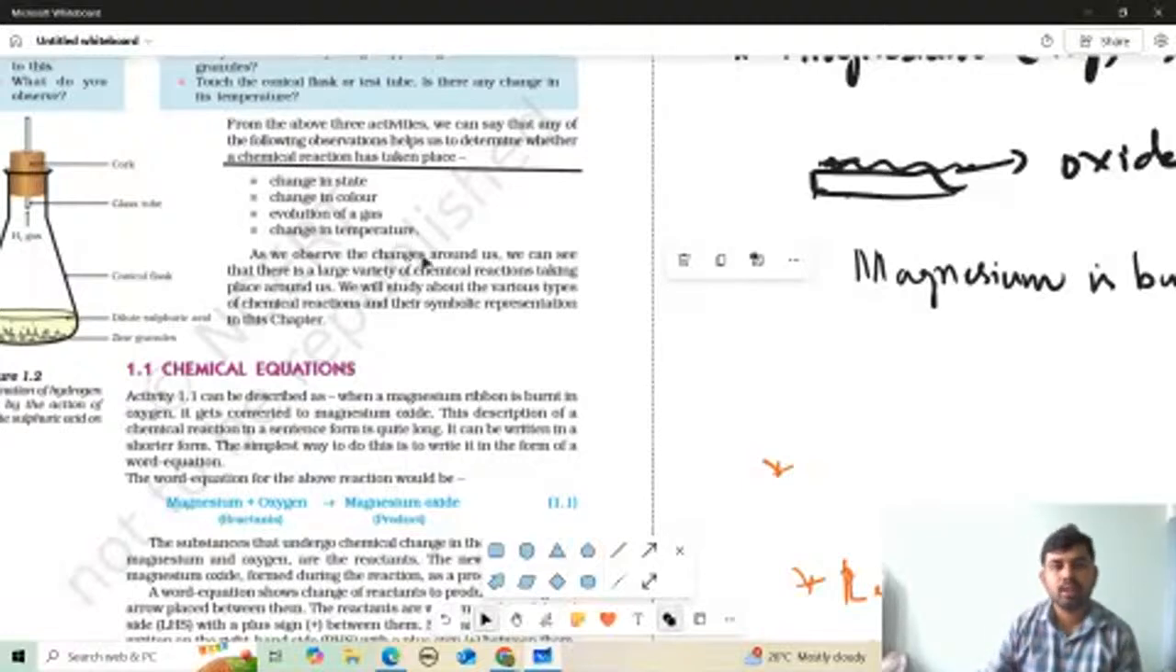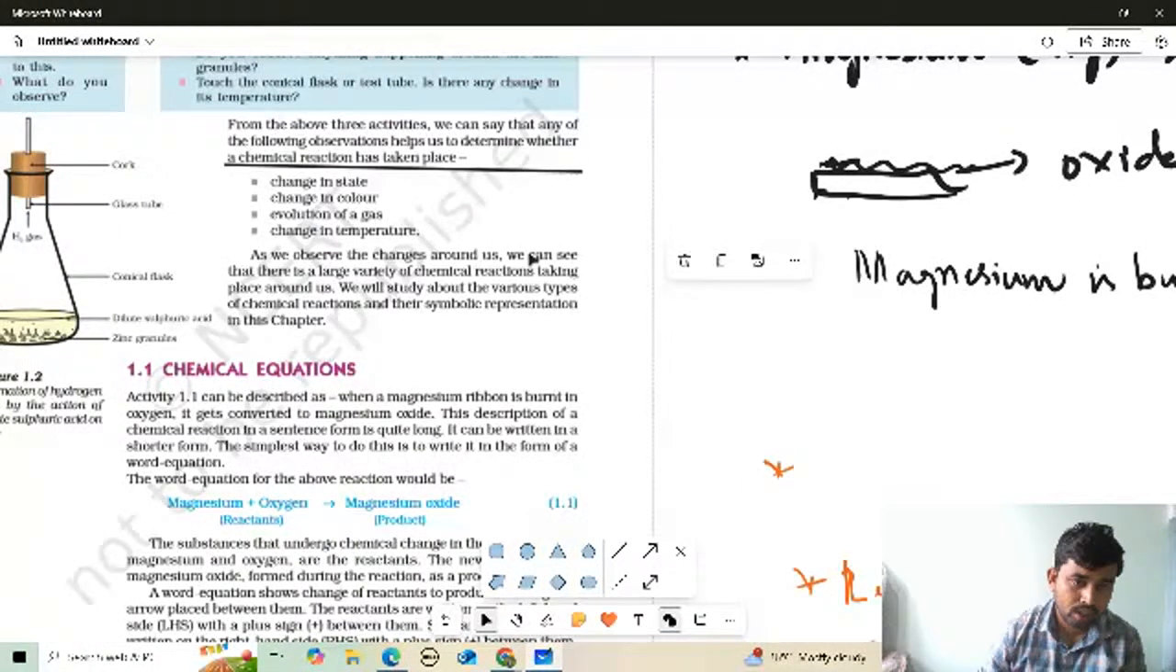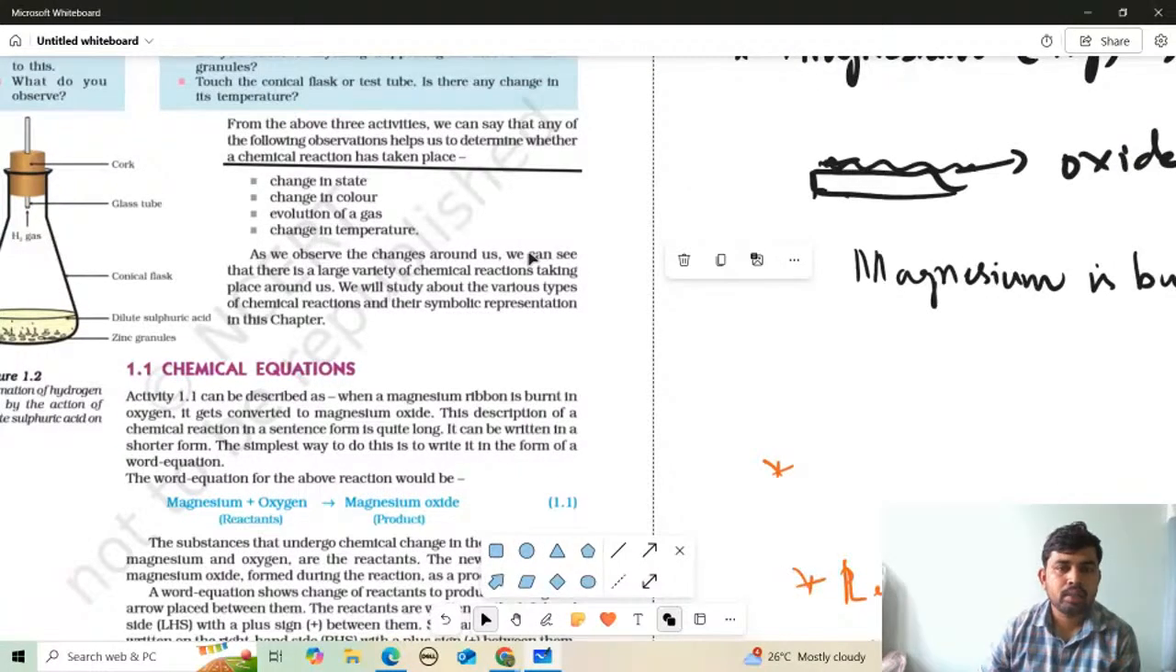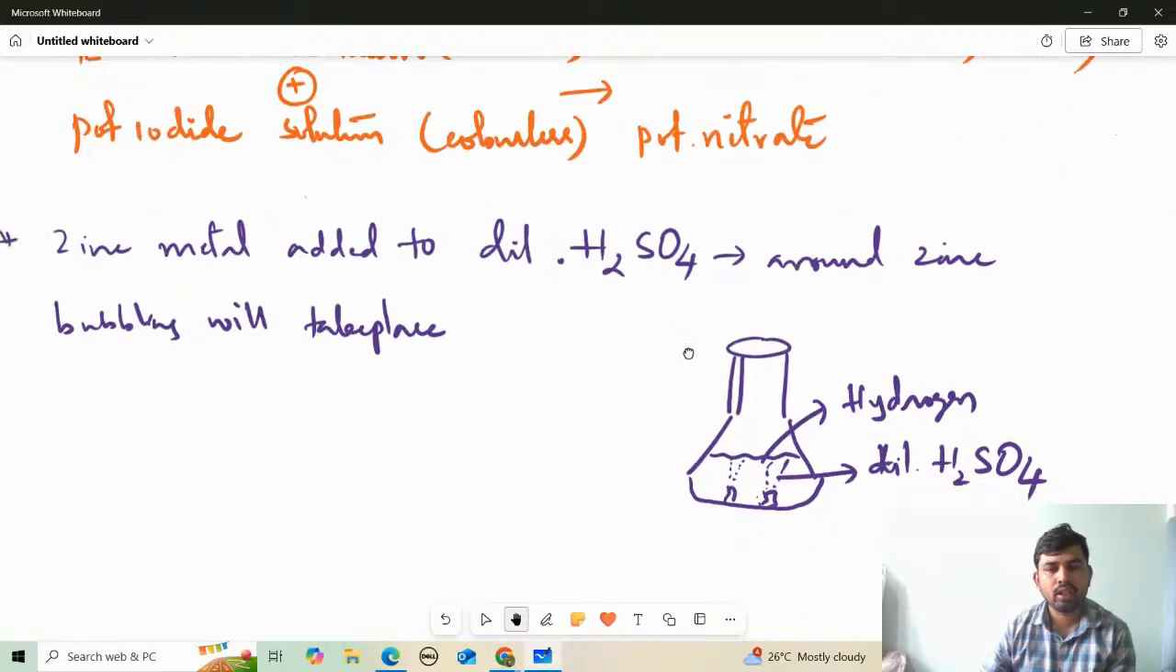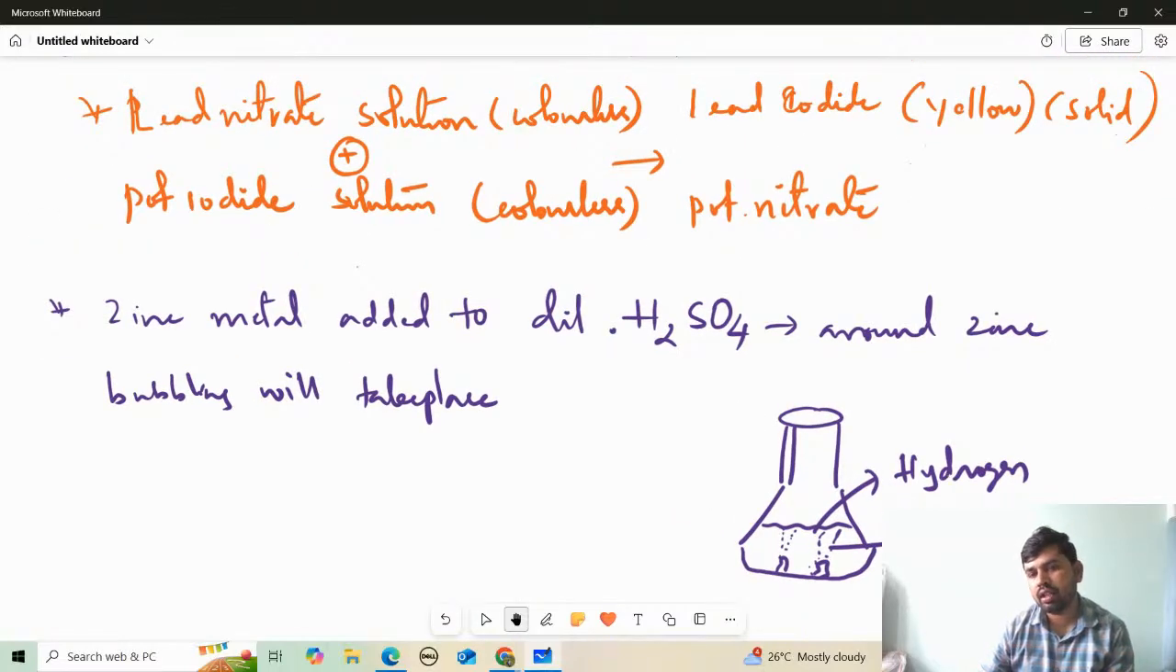As we observe the things around us, we can see that a large variety of chemical reactions take place around us. We will study various types of chemical reactions and their symbolic representation in this chapter. These are the observations where we can find out whether a chemical change has taken place or not. In this case, there is an evolution of gas, so I can say this is an example of chemical change.